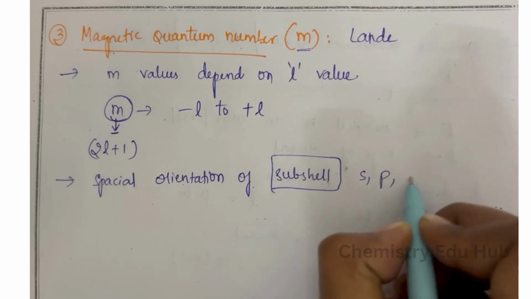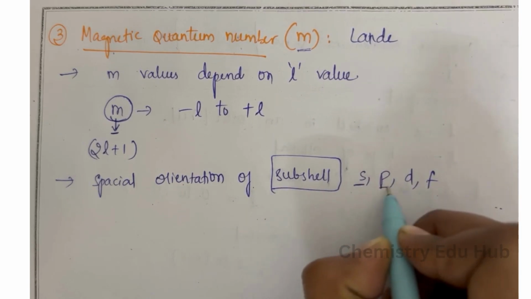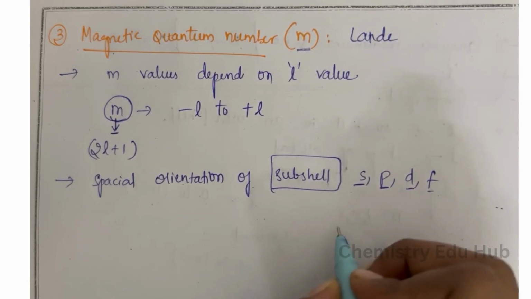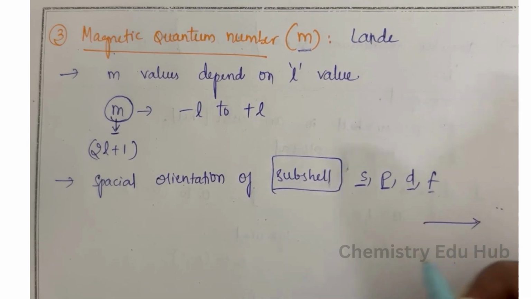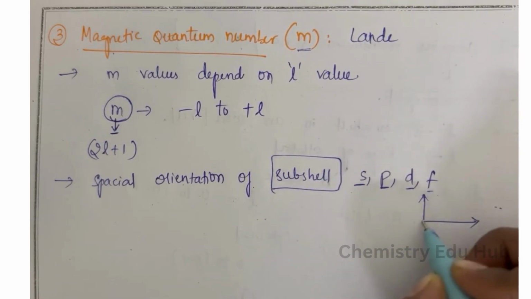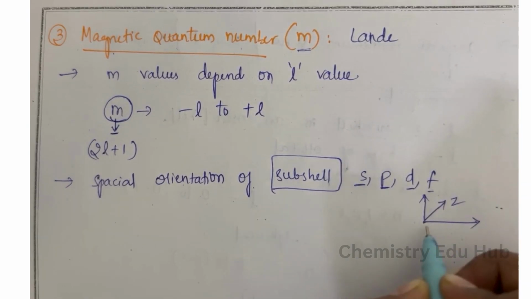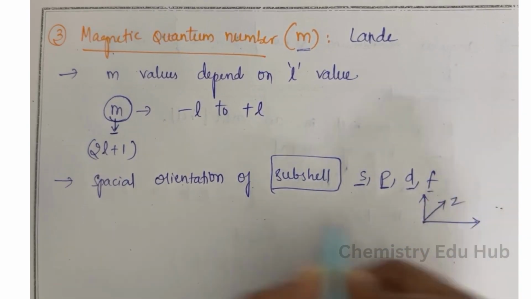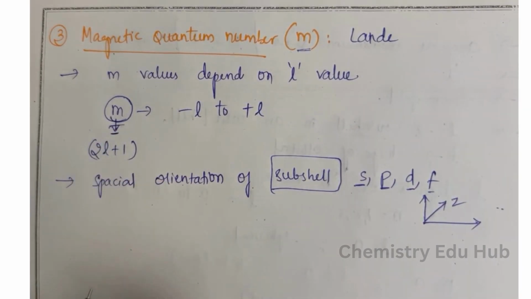So this magnetic quantum number mainly discusses the spatial orientation, which means in a given subshell, that is S, P, D and F, how the electrons are oriented, whether they are oriented along the x-axis, along the y-axis or along the z-axis. Based on the number of orientations, we get the M values accordingly.